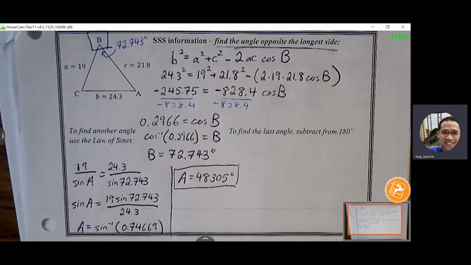Okay, everybody good with angle A? So it gets even easier. Now we can find that angle C by subtracting from 180.